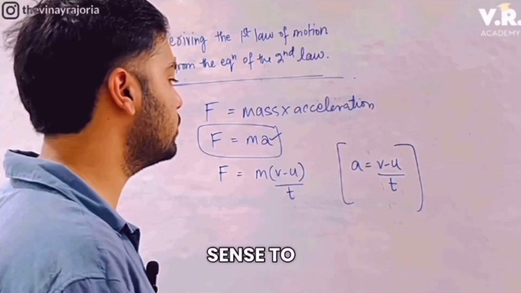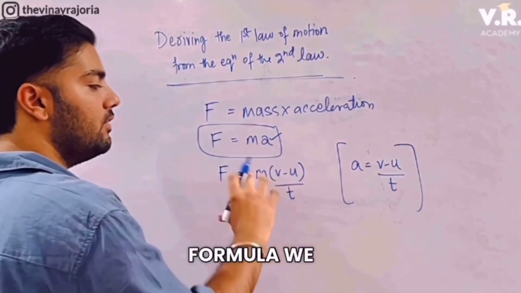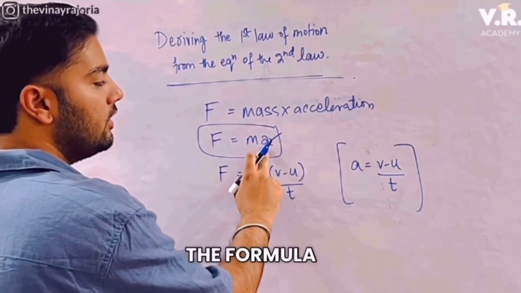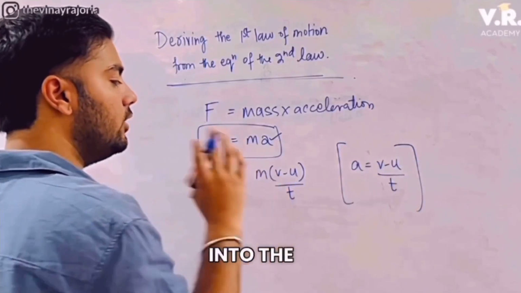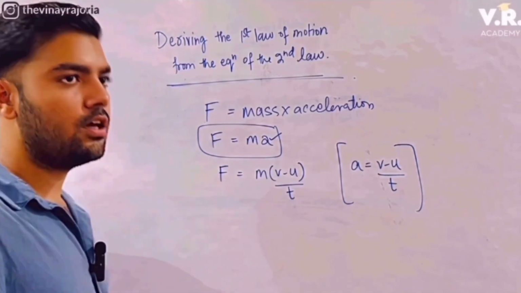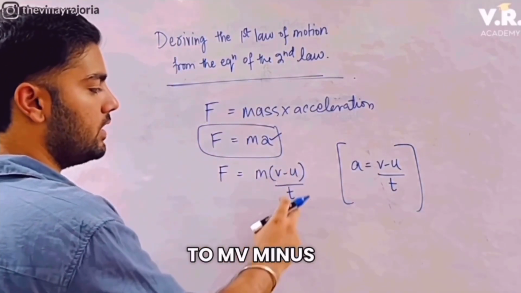I hope it makes sense to you. So if acceleration is equal to (v minus u) by t, in this formula we can tweak it a little bit. We are not changing anything, we're just substituting the formula for acceleration into the same equation, and it still stays the same. But it is important for us to change it like that, because it is from here that we'll get the first law. So see, F is equal to m(v minus u) by t.